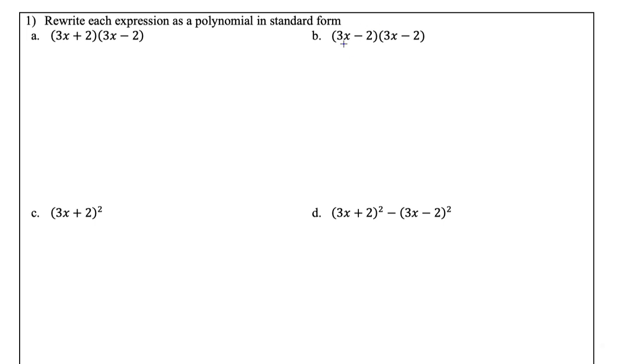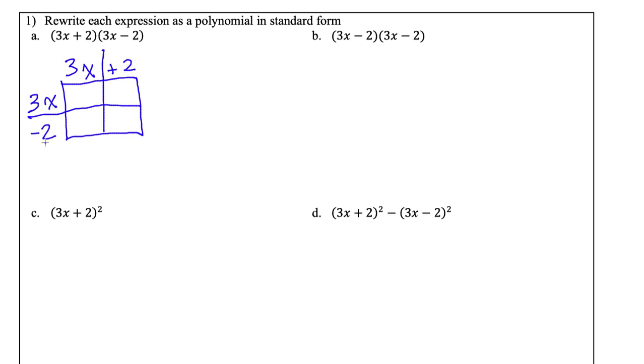A lot of you have these problems done, so I'm expecting you to correct your work and do it correctly if need be. So again, you're going to make your area model, also known as the tabular method, and you're going to say on the top or on the left, it doesn't matter, 3x plus 2 and 3x minus 2. There is a shortcut, and you guys can see it at the very end.